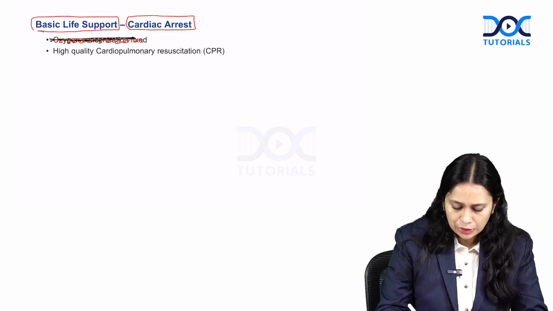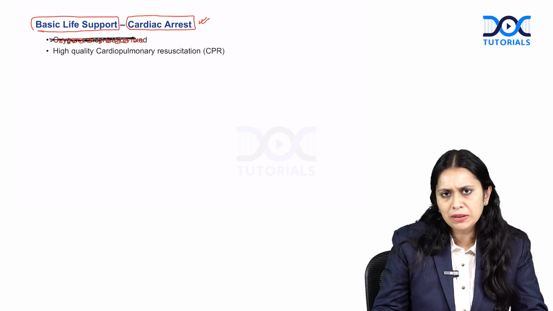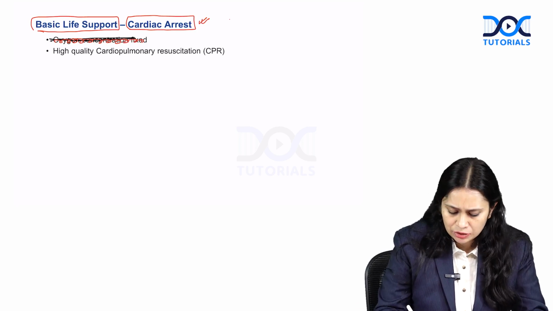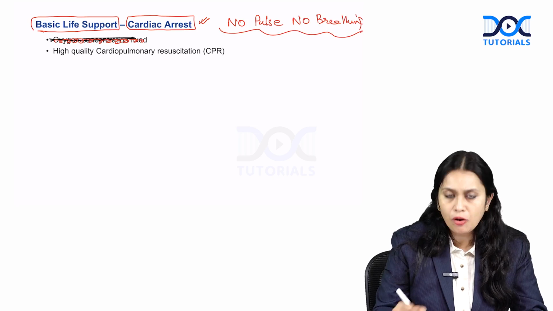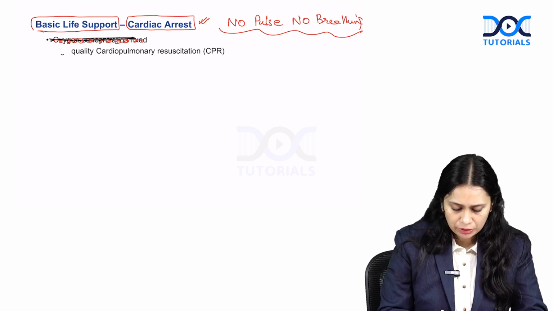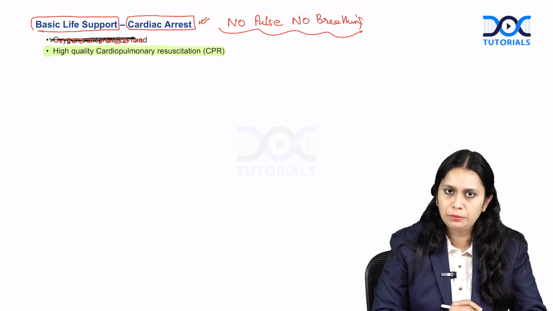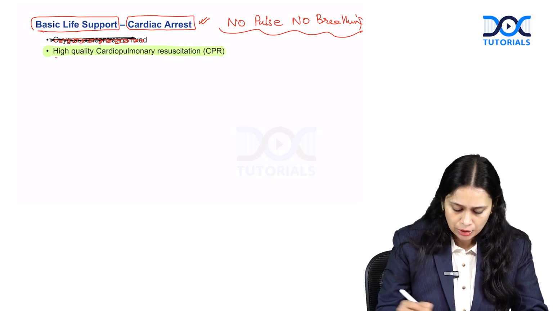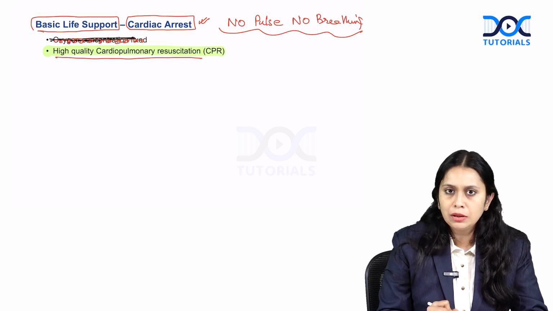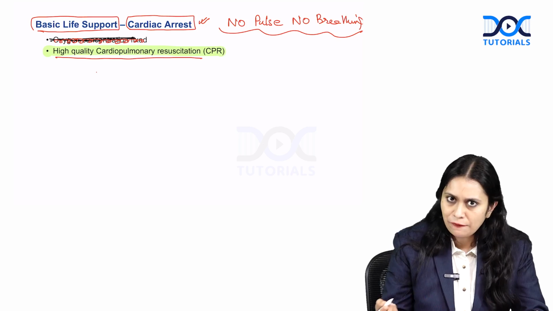Got my point, everyone? So whenever we get a person in cardiac arrest, what do I mean by cardiac arrest? No pulse, no breathing. So when someone is in cardiac arrest, we go for high quality chest compression. So what do I mean by high quality chest compression? Now high quality chest compression has 5 parameters. What are the 5 parameters?